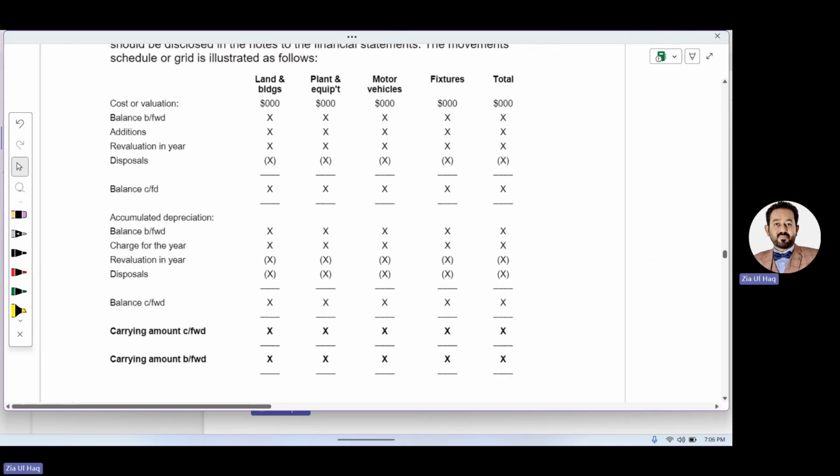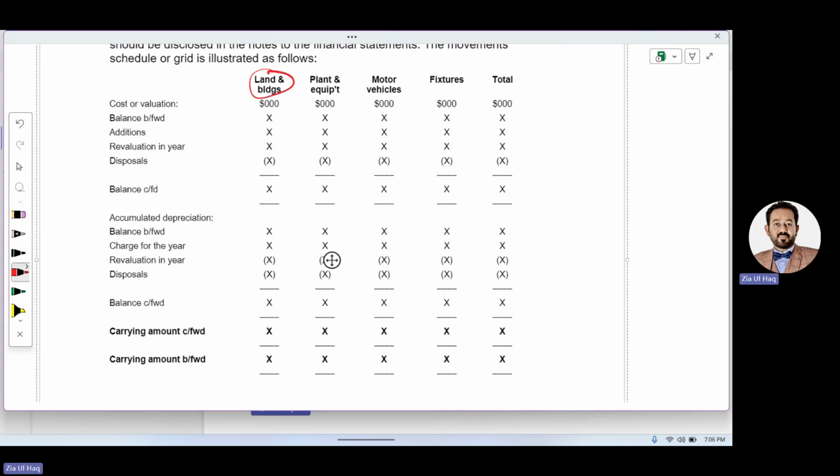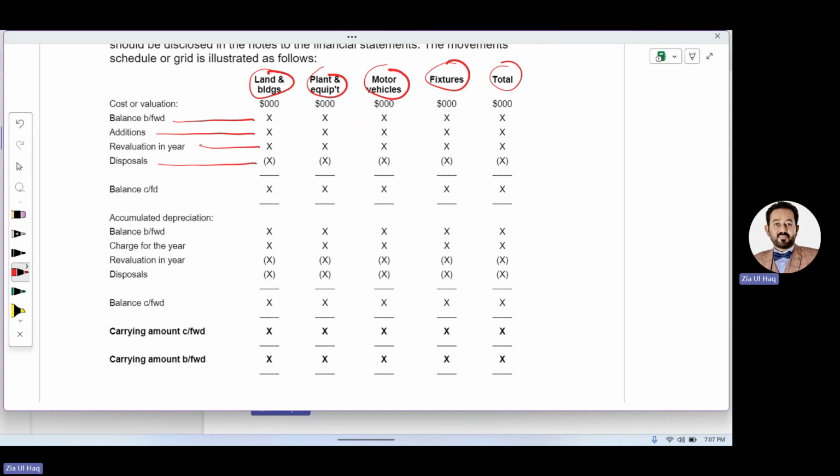Suppose a company has four types of assets: land and building, plant and equipment, motor vehicle, and fixture, and their total. First, you need to disclose the cost account balances, meaning opening balances. Opening balance, addition during the year, revaluation during the year, and disposal during the year, then closing balances for all the assets and the total.